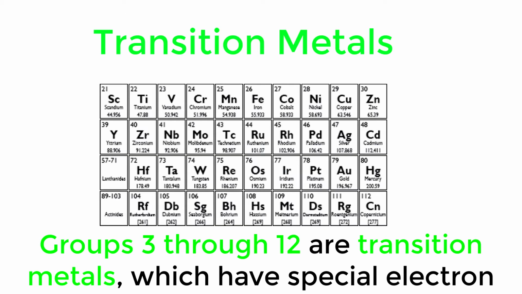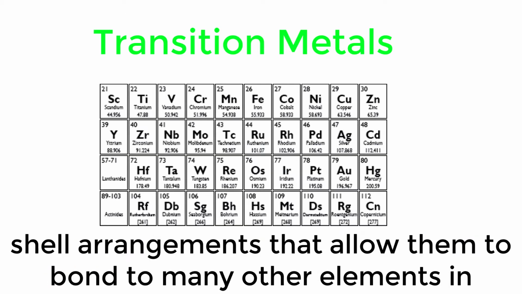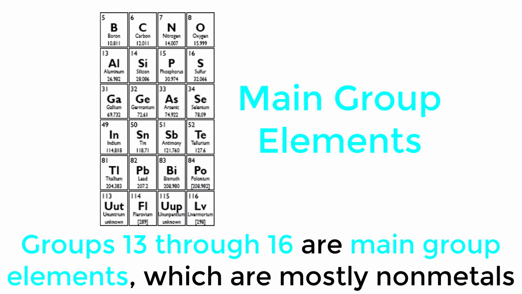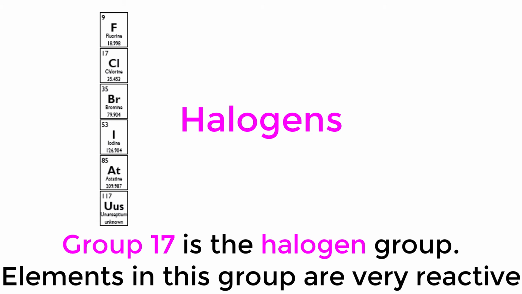Groups 3 through 12 are transition metals, which have special electron shell arrangements that allow them to bond to many other elements in different shapes. Groups 13 through 16 are main group elements, which are mostly nonmetals with some metalloids mixed in there. Group 17 is the halogen group.